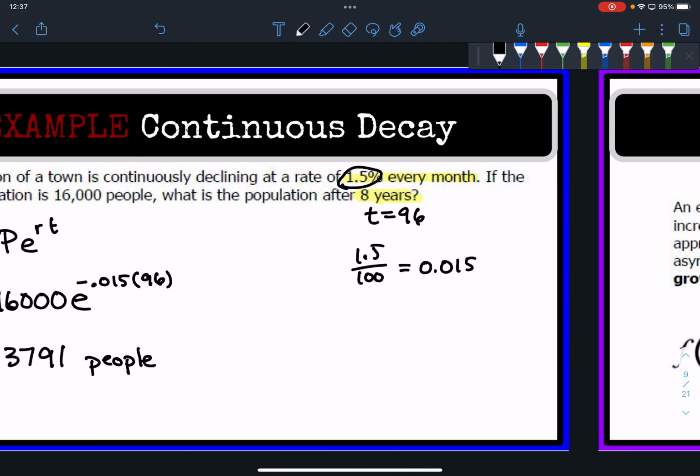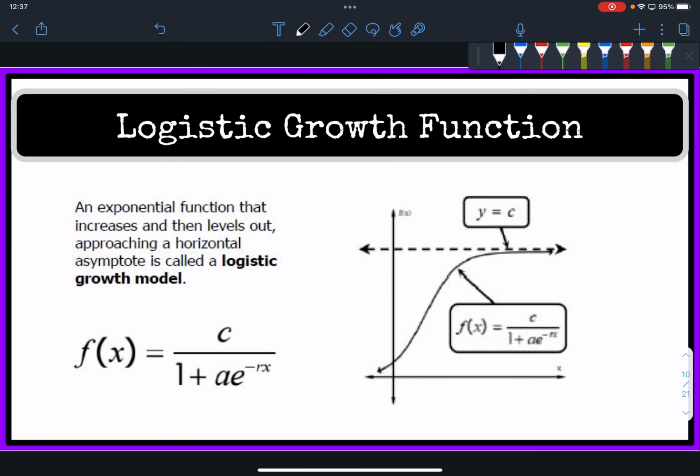Now the last model we're going to go over is called the Logistic Growth model. This is a more realistic model for exponential growth because we do not have unlimited resources for things to grow without bound. An exponential function that increases and then levels out, approaching a horizontal asymptote, is referred to as a logistic growth model. And the function below is the representation of this model.